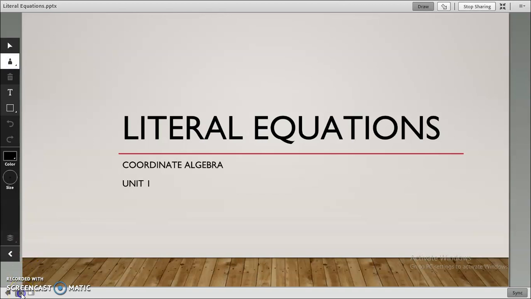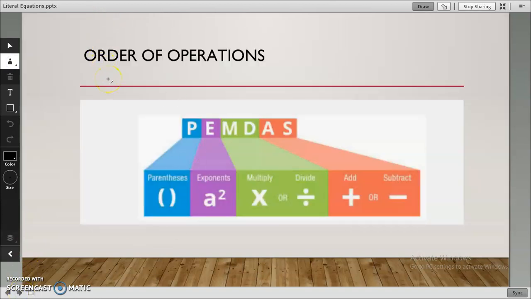Solving literal equations, actually. First of all, we are going to solve these literal equations the same way that we solve equations. We're going to use order of operations, but using order of operations in reverse, so we're going in the opposite direction. And order of operations, if you remember, is parentheses, exponents, multiply and divide, and addition and subtraction, with multiplication and division going in order from left to right, and addition and subtraction going in order from left to right.